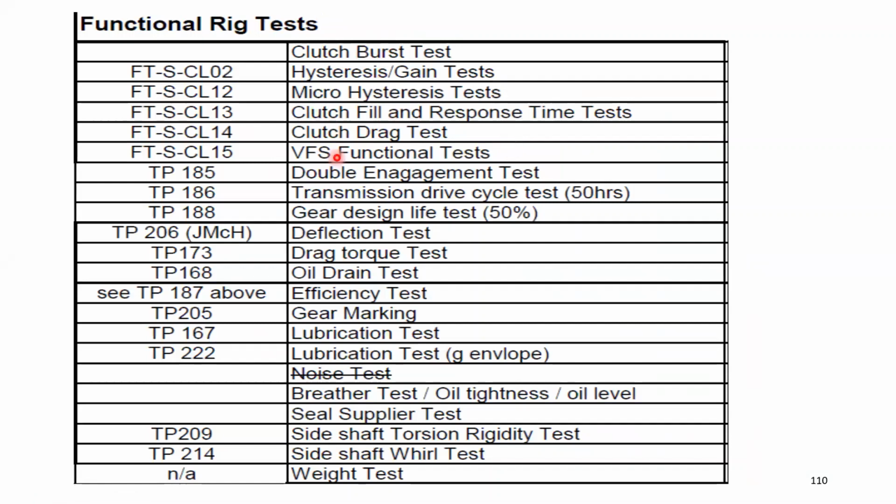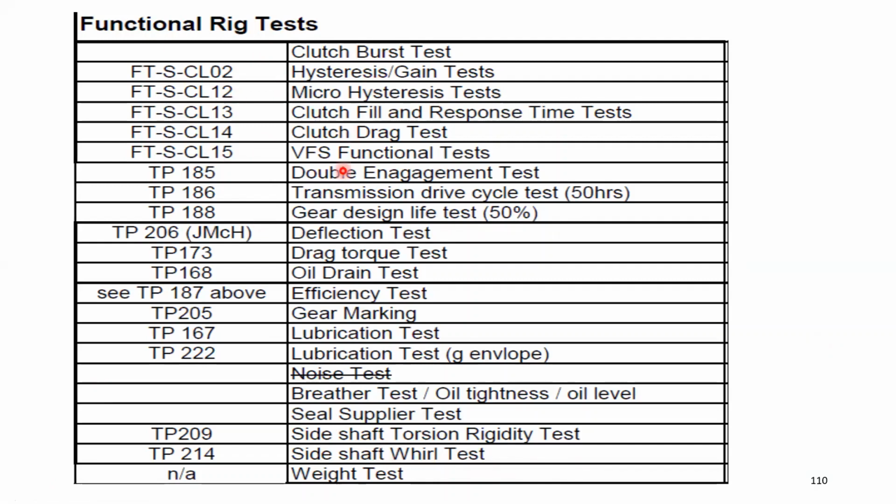And you have various types of tests for a transmission basically. Clutch is a part of transmission, where you do clutch bus tests, hysteresis tests, you have various tests basically. You have the lubrication test which I was showing, you have a gear marking test, and you also have a gear design life test as well. And you do the transmission drive cycle test for 50 hours. You have the double engagement test. You also do tests with respect to the torsional rigidity test, and some related to the wheel test. All these tests will ensure that the failure is not going to happen.